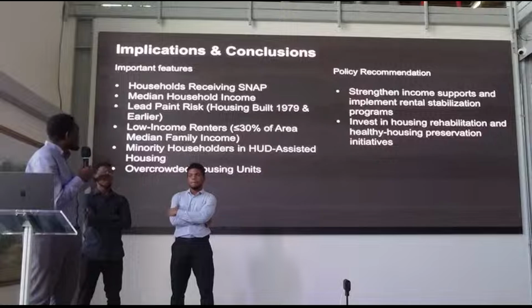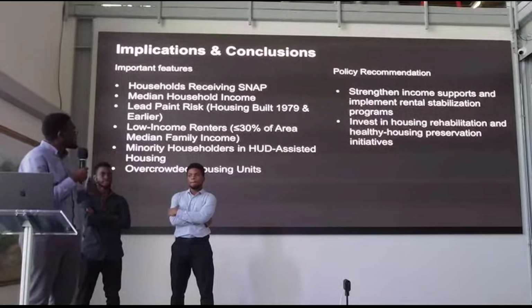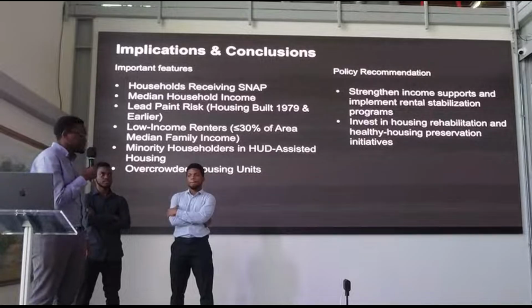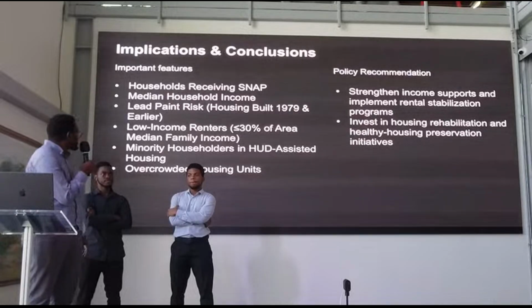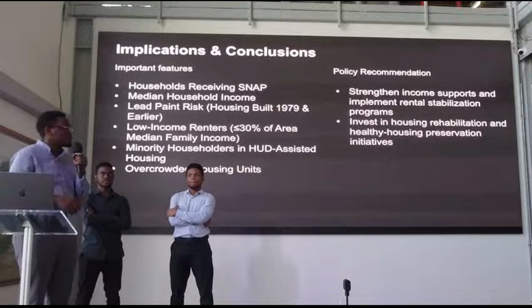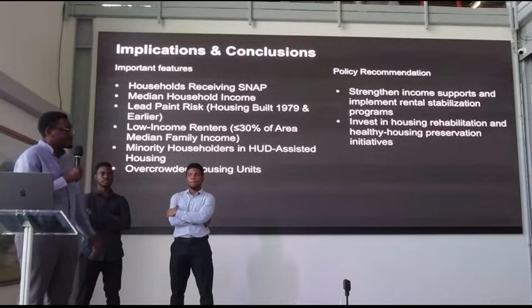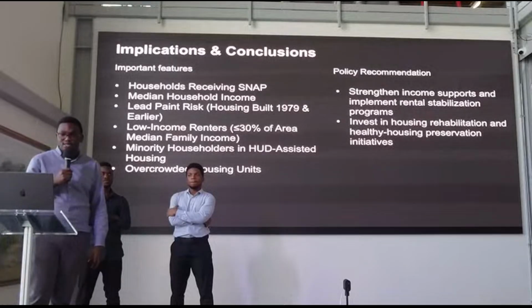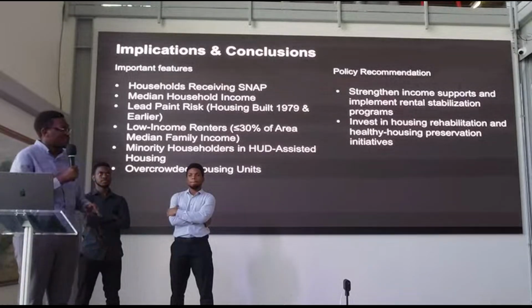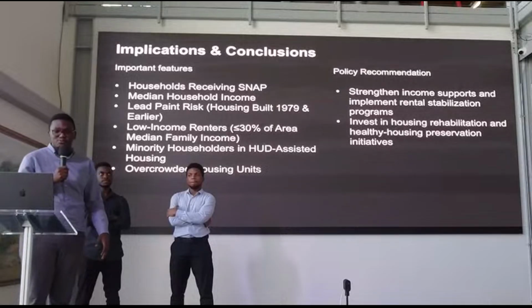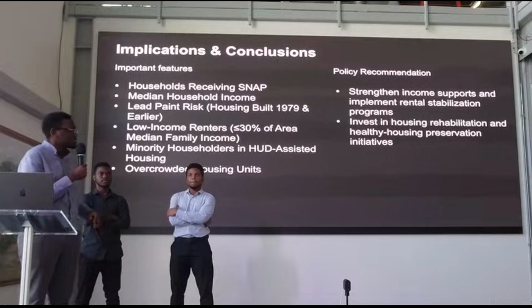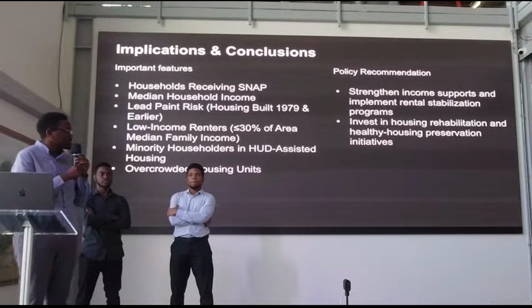The key features are median household income and housing builds, those which are old, so they have risk of lead paint. Also, low-income renters areas. We can provide one or two recommendations that can solve this problem, which is generally to tackle all these features, but one or two that we can.